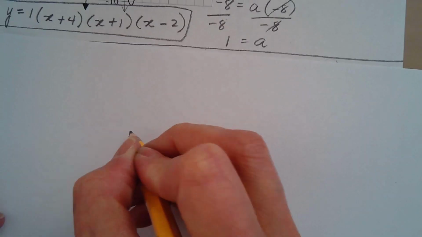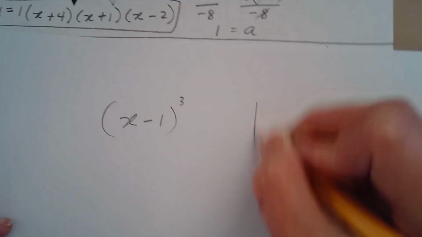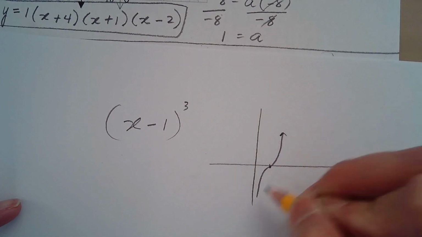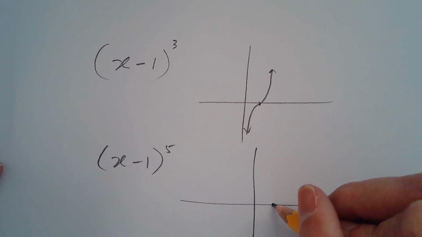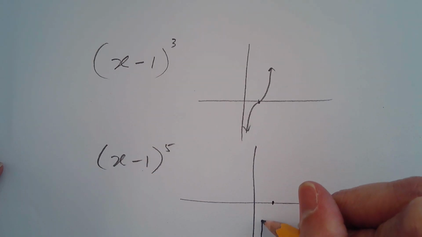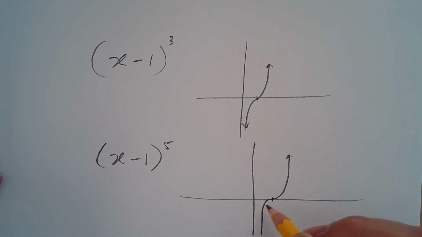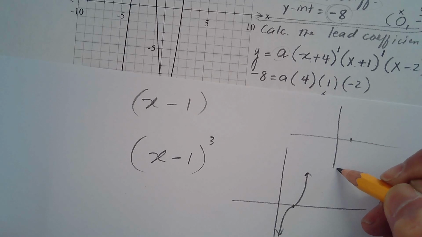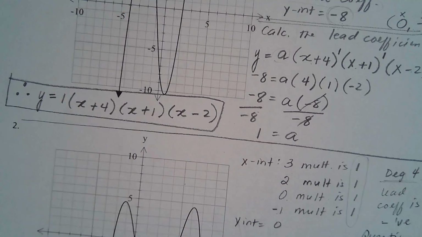So if it's multiplicity of cube, we know it will have a shape like this one here, right? Yeah, exactly. Now if it's x minus 1 to the 5, it will have the same x-intercept, but that one would be flatter. And if it's x minus 1, it will just go straight through, right there. There's no snake.